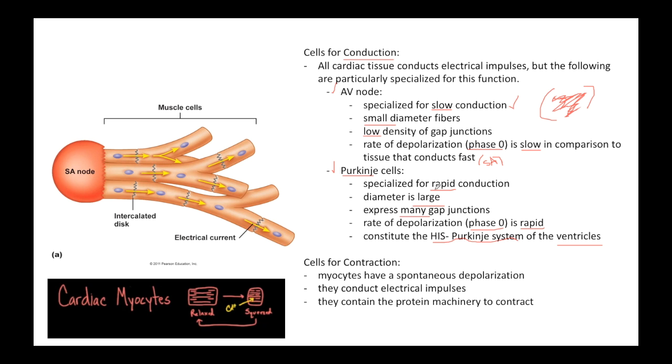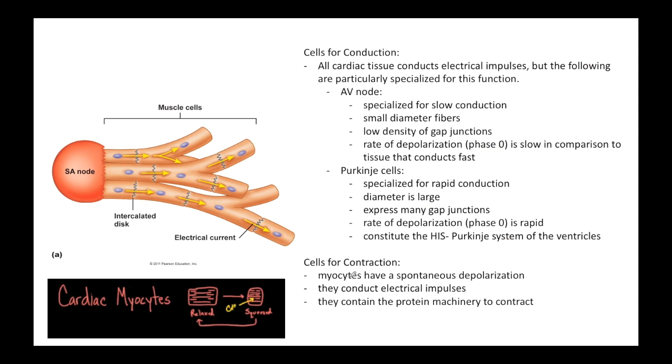The reason we have rapid conduction in our Purkinje cells is because we want to get that blood all out at once as fast as possible. So we want to make sure all of these cells are activated quickly and together to get that blood flowing out.